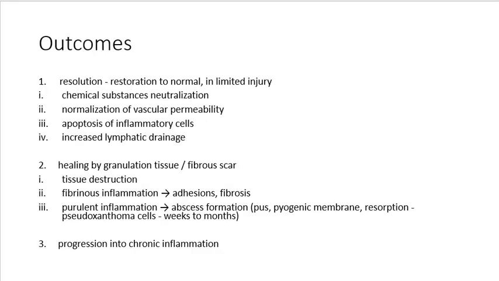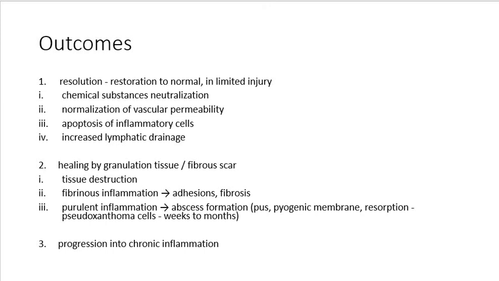So how does acute inflammation end? What is the result of the previous events discussed? It can either resolve completely, the inflammation can be finished and the tissue can be back to normal. This is in limited injury, for example, small localized inflammation in folliculitis. The chemical substances can be neutralized and the vascular permeability can be reversed. There can be apoptosis of the inflammatory cells and increased lymphatic drainage, and the issue is solved.